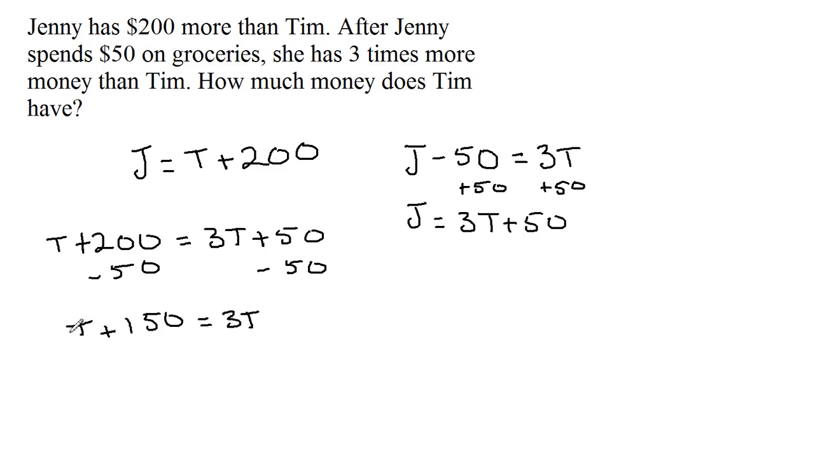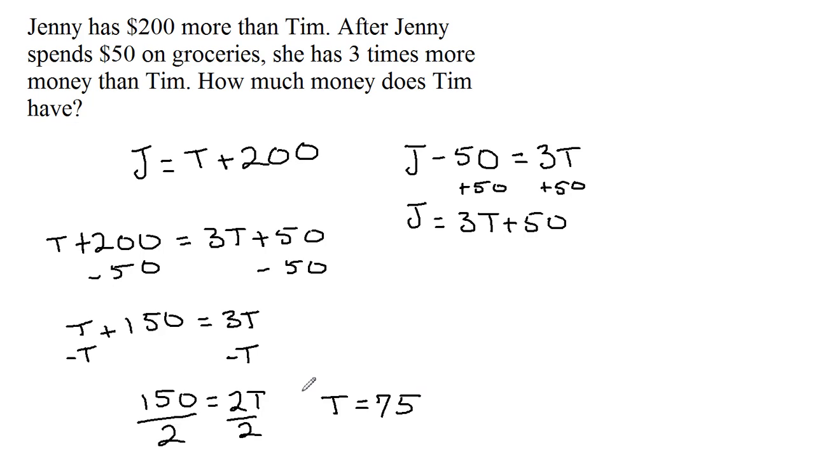Now in order to get this t on the other side, we're going to subtract it. So we're left with 150 equals 3t minus t, leaves us with 2t. And in order to get t by itself, we're going to divide by 2, leaving us with t equals 75. And this is how much money Tim has. He has $75.